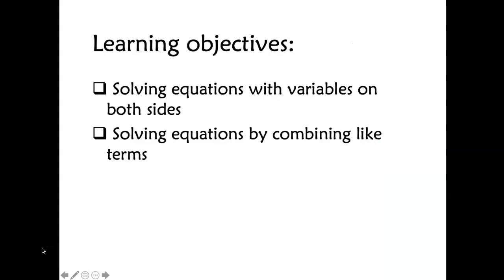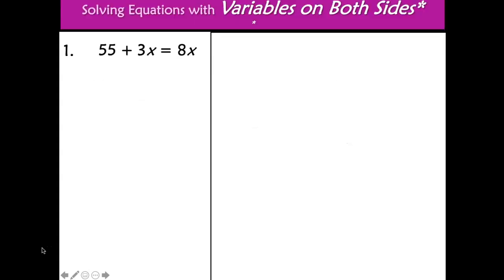For this video, your learning objectives are solving equations with variables on both sides and solving equations by combining like terms. Okay, so let's start with solving equations with variables on both sides. As you remember, when you say variable, it means the letter. Saying both sides means both sides of the equal symbol. So you have a variable here on the left side and a variable here at the right side.